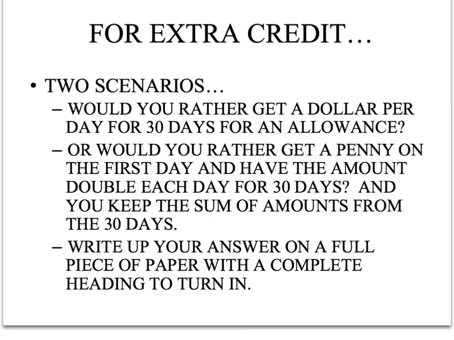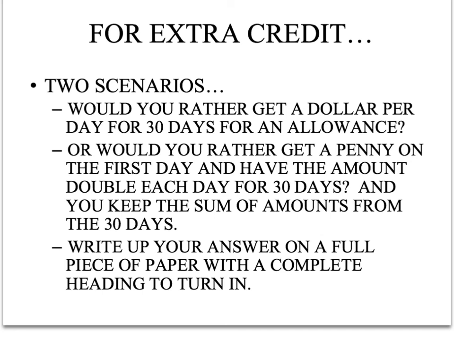Your job for extra credit, you have 2 scenarios to pick from. You're going to write this up on a full piece of paper with a complete heading to turn in for extra credit. Scenario number 1, would you rather get $1 per day for 30 days for an allowance? So your parents are paying you an allowance. They're going to give you $1 each day for 30 days.